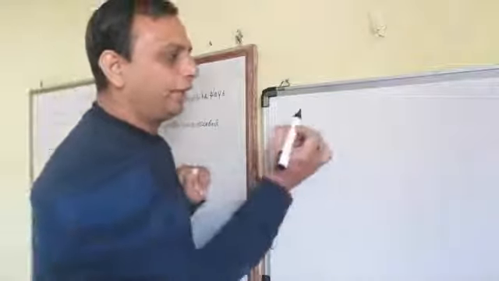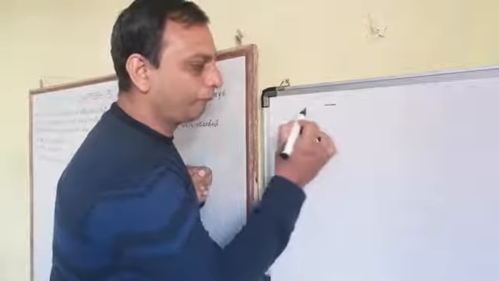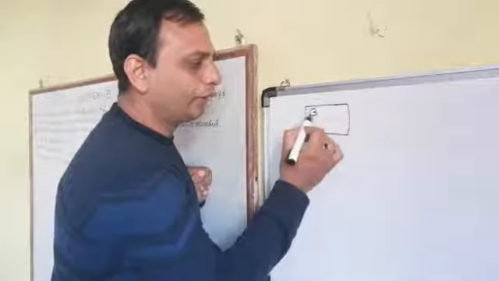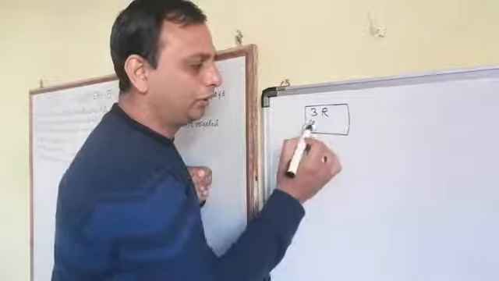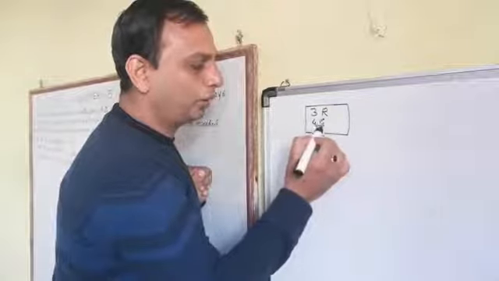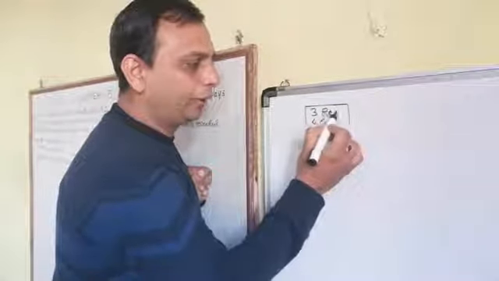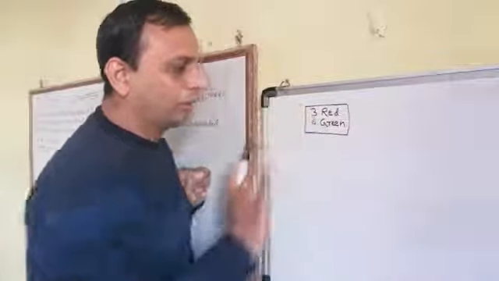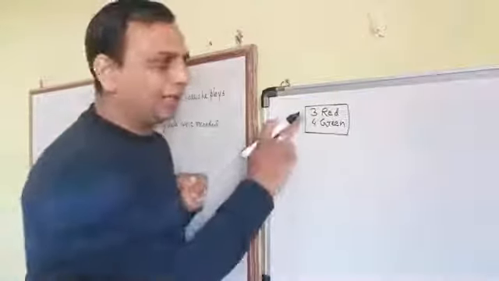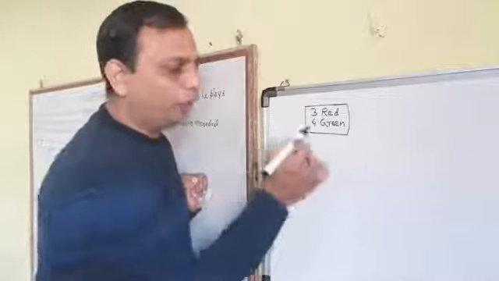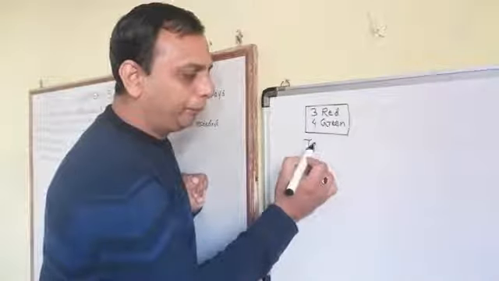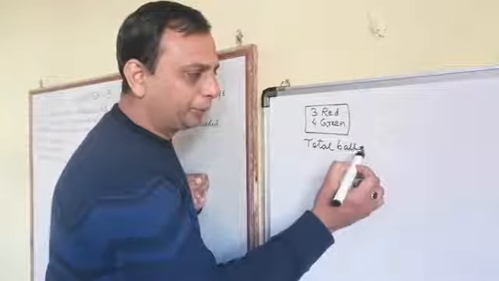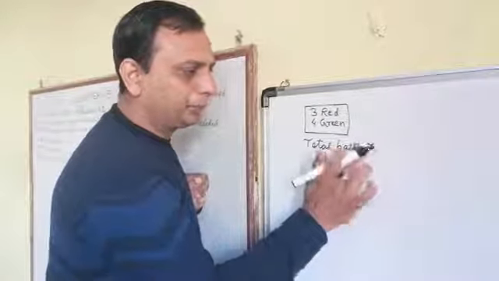Take one example. There is one box, and it has balls: three red balls and 4 green balls. These are the red balls and these are the green balls. So in the box, the total number of balls is 3 red and 4 green. That means total balls will be equal to 7.